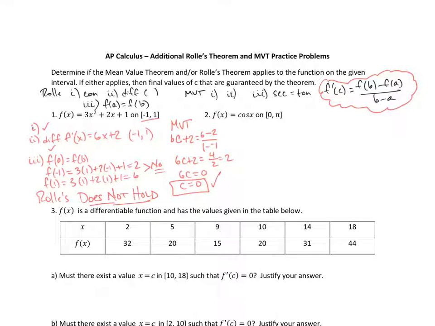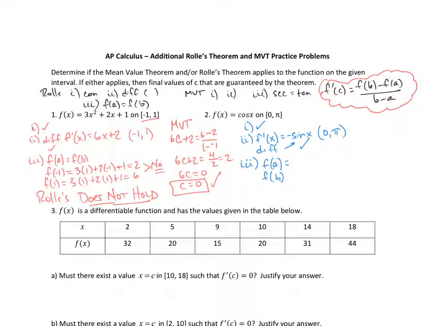In number 2, we have the function f of x equals a cosine of x. In this case, let's go ahead and see if Rolle's theorem holds. Step 1, is it continuous on this interval? Yes, it is. The cosine function is continuous. Secondly, let's take the derivative. F prime of x is going to give me negative sine x, and now I'm looking at the open interval from 0 to pi. Is it differentiable on this open interval? Yes, it is.